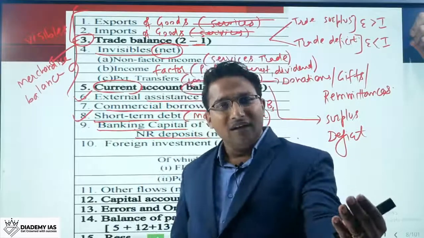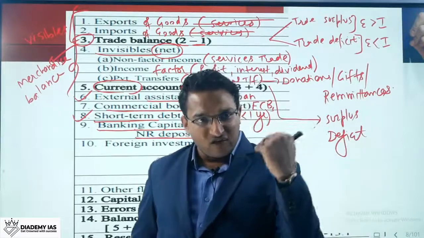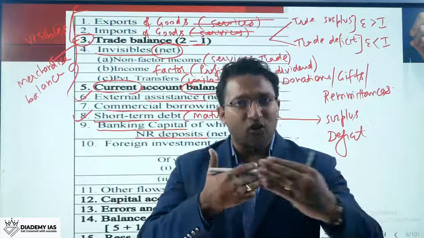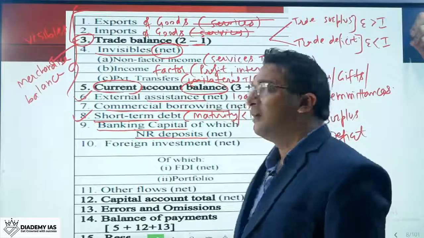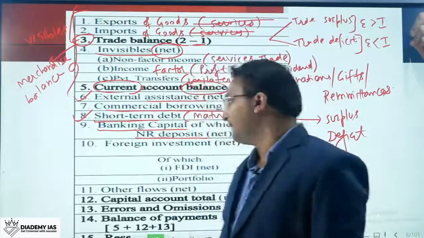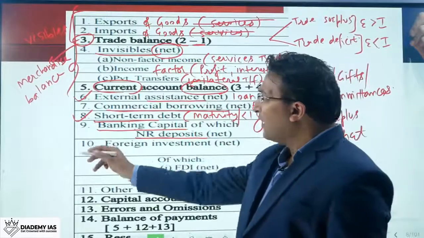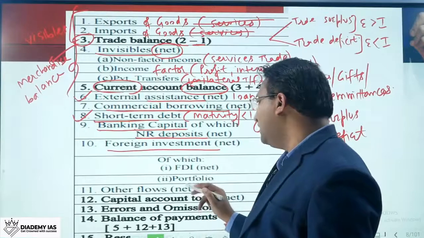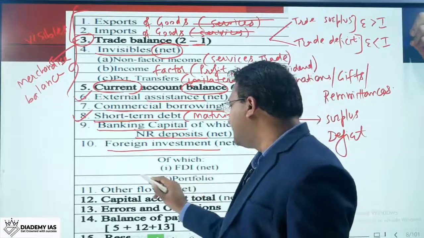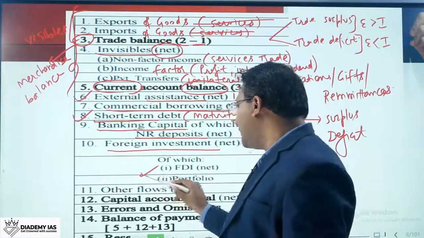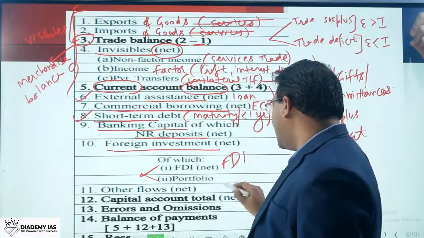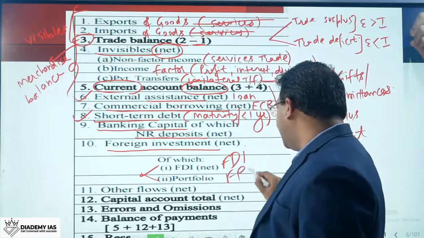So the net of the amount which we have received as deposit and the amount which we have repaid, the net of both we are taking over in the non-resident depositors. Now, item number 10, foreign investment, right? So this is foreign investment. This foreign investment can be either in the form of foreign direct investment or in the form of foreign portfolio investment. So it can be either FDI or it can be FPI.